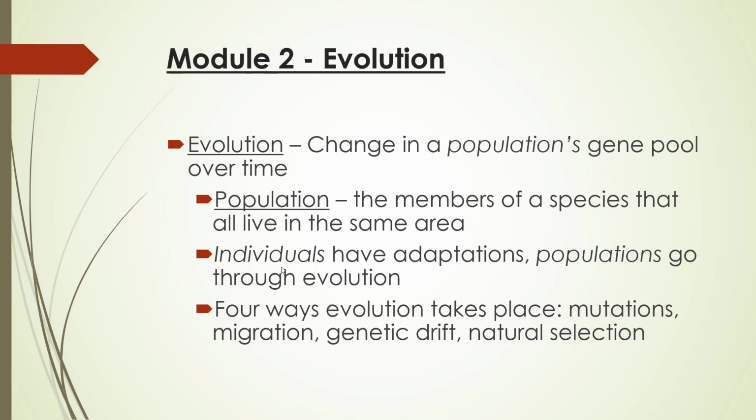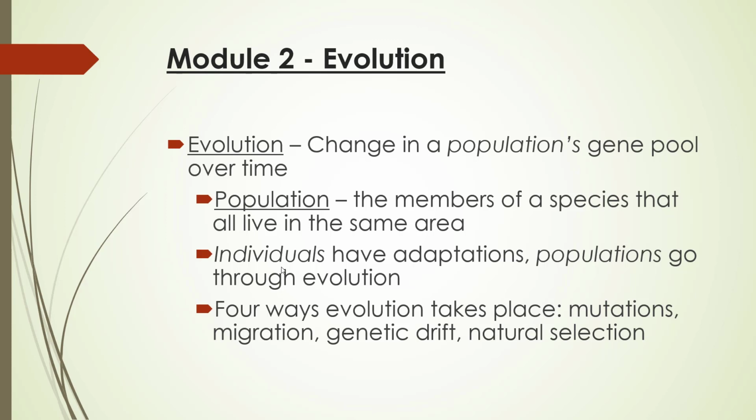If you've got, like, raccoons, the raccoon family that's over here in this one forest is a population. The same species of raccoon in another forest is another population. All right, here is the key. Individuals have adaptations. Populations go through evolution. Okay, so individuals cannot evolve. It is a population, and then it's over time, so it doesn't happen immediately.